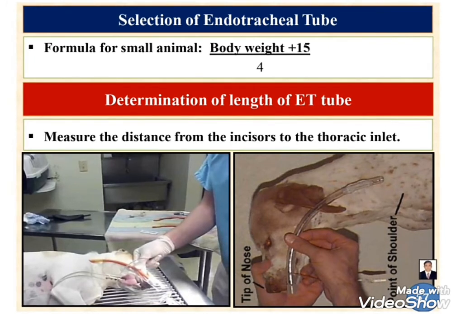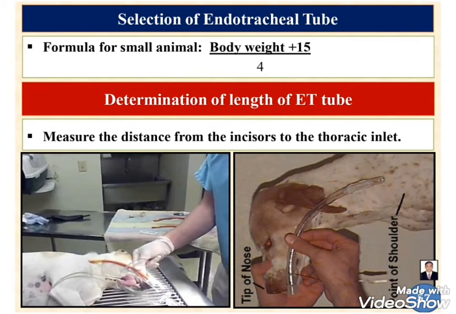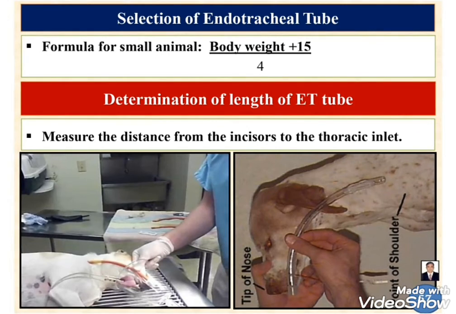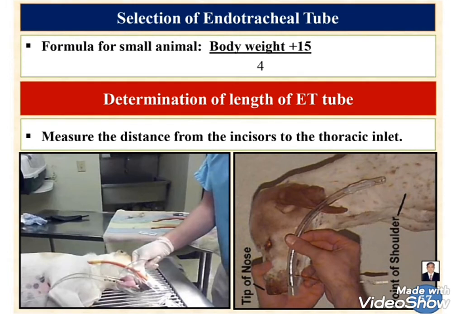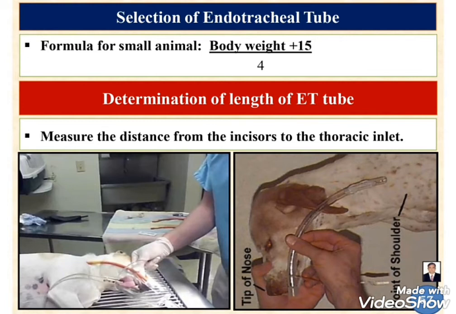Then the next step is to determine the length of the ET tube. How to determine the length of the ET tube? Measure the distance from the incisor to the thoracic inlet, and then mark it with a marker at the side of the incisor. Only this length should enter the respiratory tract.